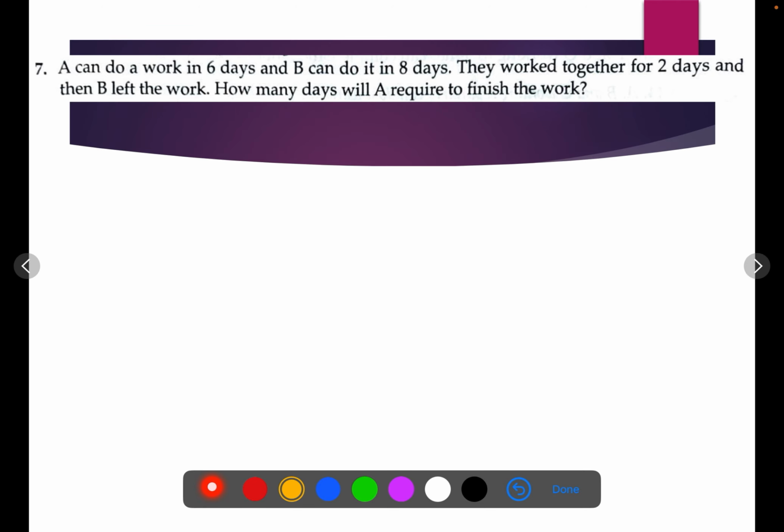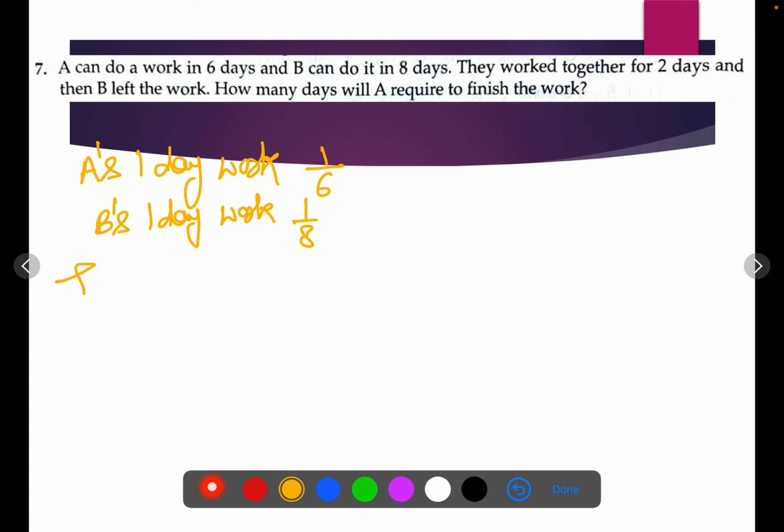Now, question. A can do a work in 6 days. B can do in 8 days. They work together for 2 days and B left the work. How many days will they require to finish the work? We have just done an example which is based on it, right? So let's find out A's 1 day work. What is A's 1 day work? 1 upon 6. B's 1 day work, 1 upon 8.